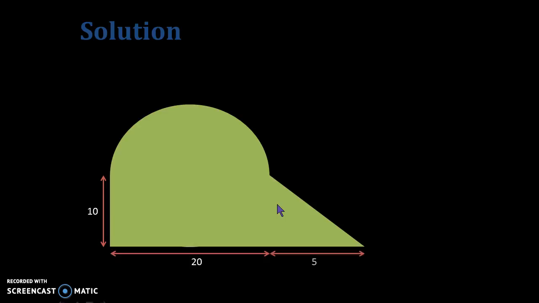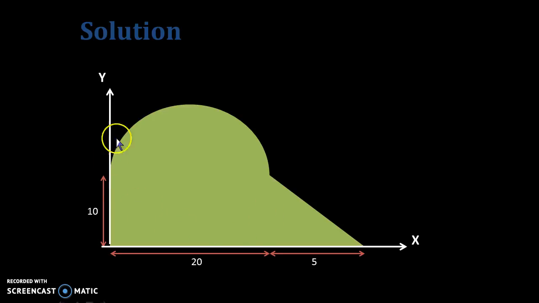Now, the first step is we need to locate the axis. X-axis and y-axis. Now, with respect to the given axis, we need to find the centroid of the whole uneven shape. So first of all, we need to divide the whole shape into known shapes. Now, this is a rectangle. This is a triangle. This is a semicircle.